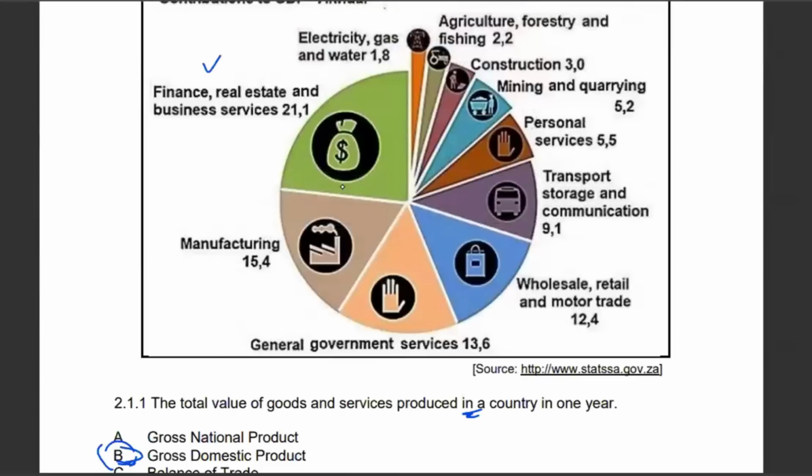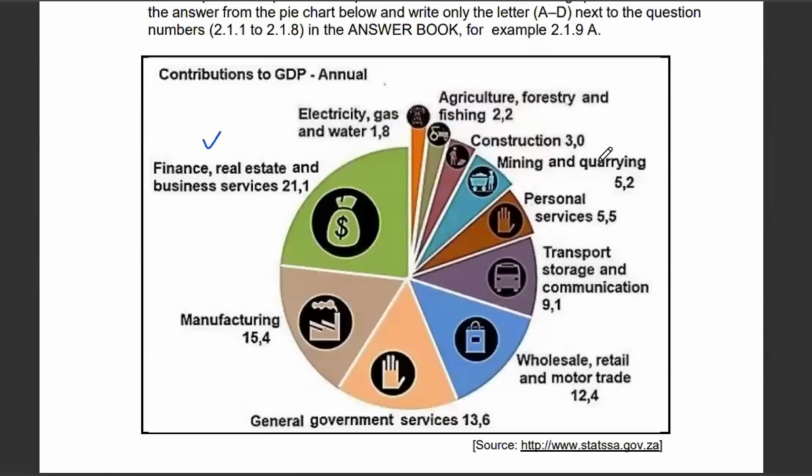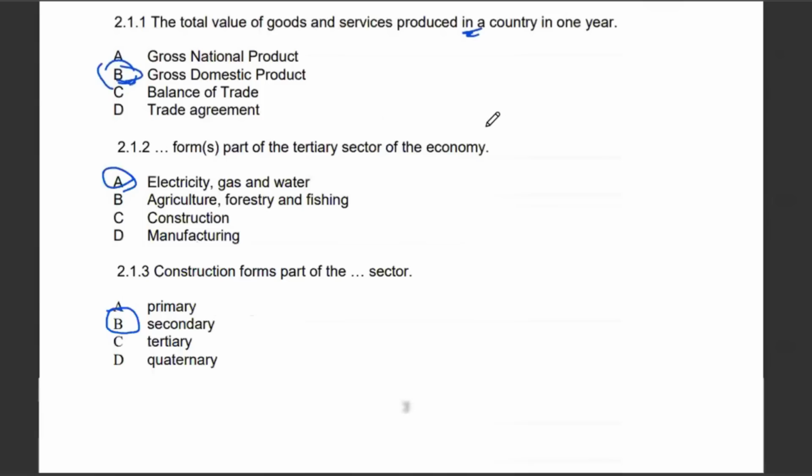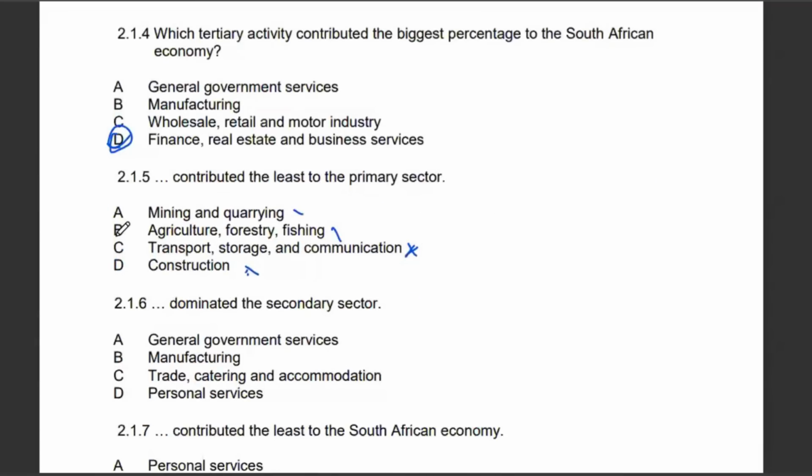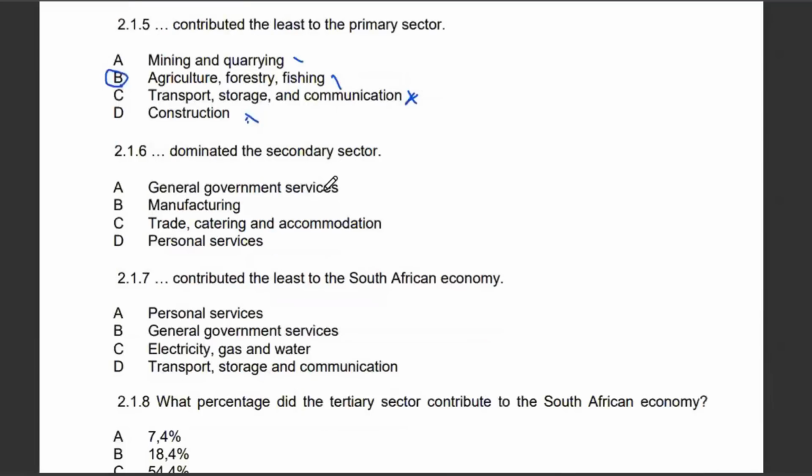Mining and quarrying, you can see there, is at 5.2. Then the other one is agriculture, forestry, and fisheries, 2.2. So we are comparing 5.2 and 2.2. So agriculture, forestry, and fishing is the one that contributed the least. So our response is B, agriculture, forestry, and fishing. Right, we'll move on to the next question.